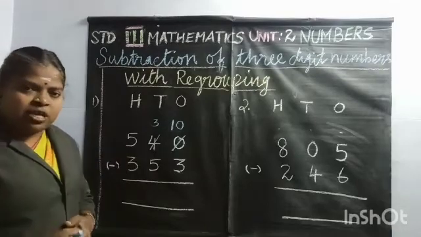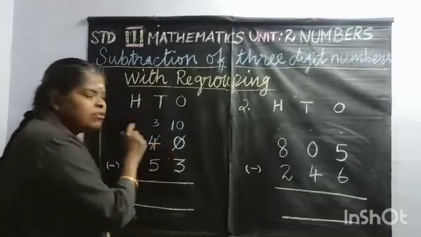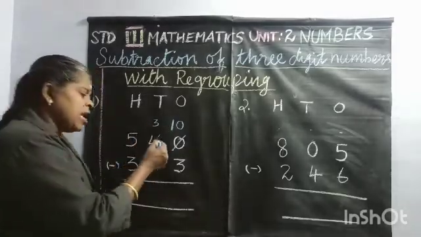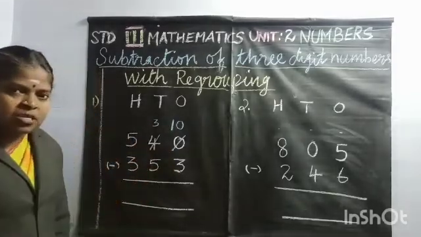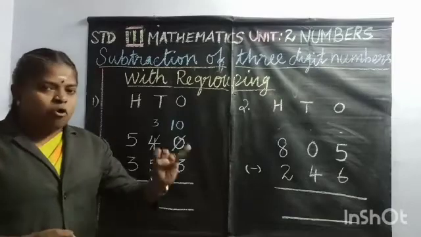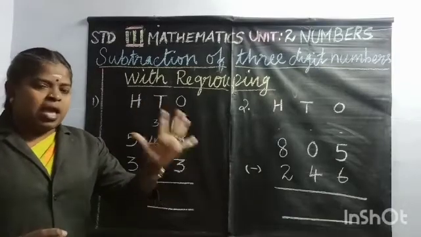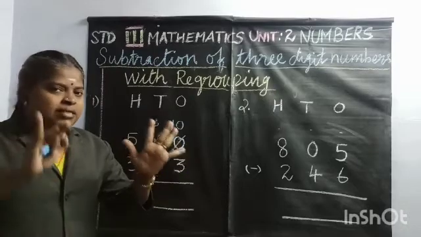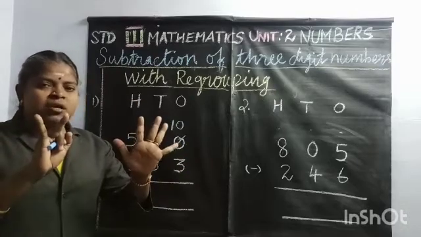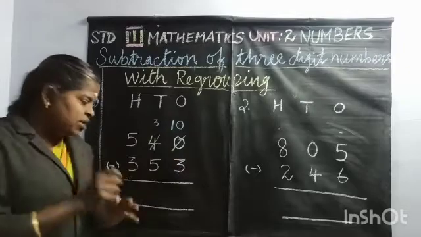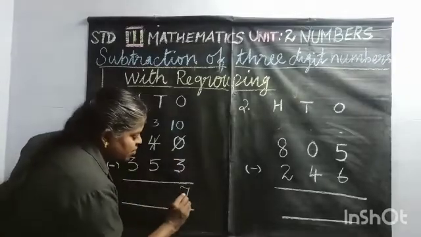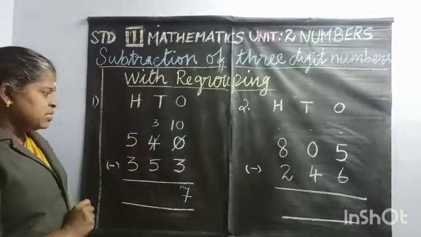Better we can use chocolates. We have 10 chocolates. We ate 3. After 3, what is that? After 3, 4, 5, 6, 7, 8, 9, 10. Now, how many fingers are in my hand? 7. So we can write 7. 10 minus 3 is 7.